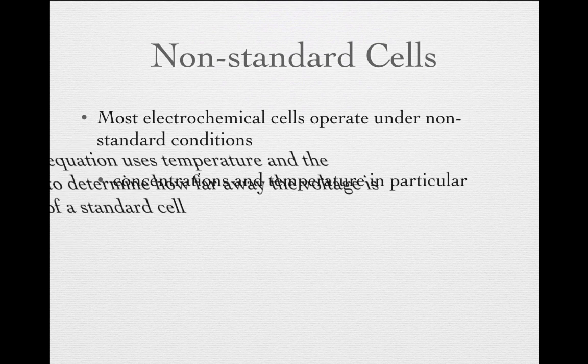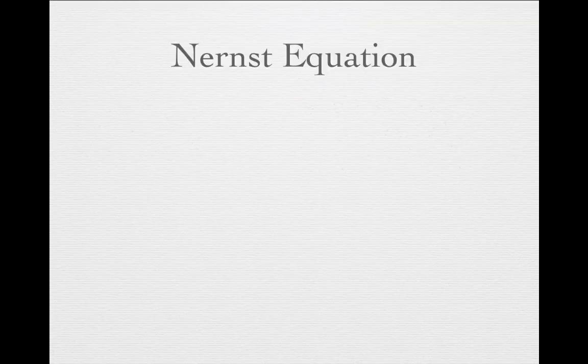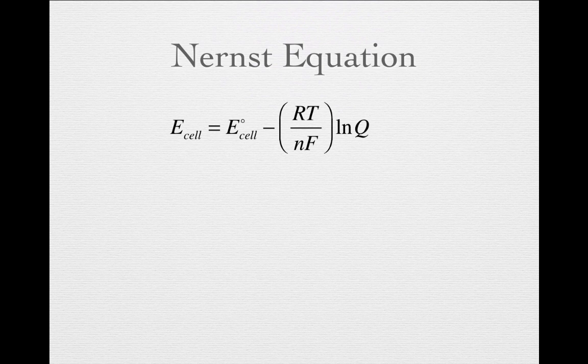The equation that we use to calculate the voltages for non-standard cells is called the Nernst equation. It uses temperature and the value of Q to determine how far away the voltage of our non-standard cell is from that of a standard cell. The equation looks extremely similar to what we found for delta G. If you remember, delta G is equal to delta G0 plus RT natural log of Q, and here we've got E cell is equal to E0 cell minus RT over nF natural log of Q. So a very similar equation.